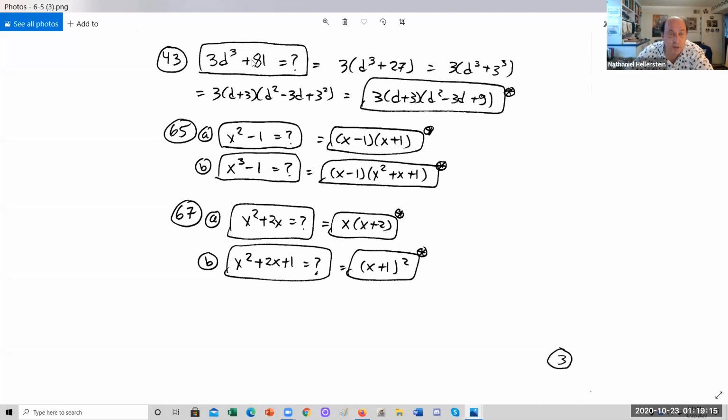3d cubed plus 81. Now here the problem is that 3 is not a cube. And indeed 81 isn't one either. But fortunately they're both divisible by 3.